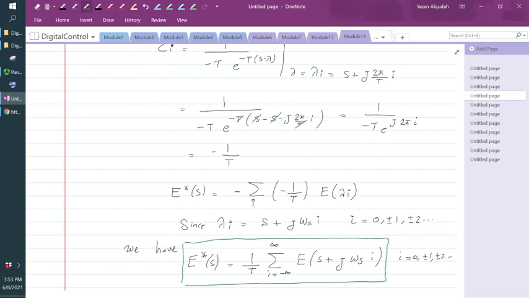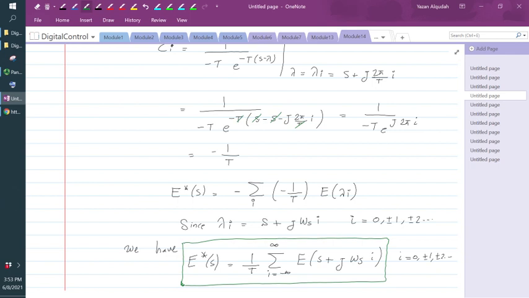Now, before the next thing, we're going to look at some properties of E star of S. But before we do that, anybody who's looking at this expression, this should look familiar. Where is this expression coming from? It's coming from the sampling theorem.